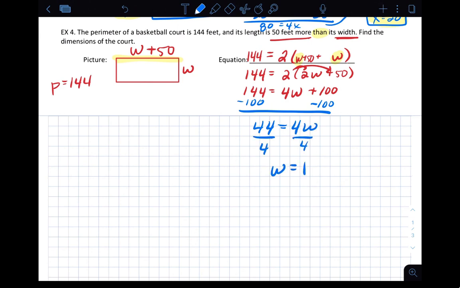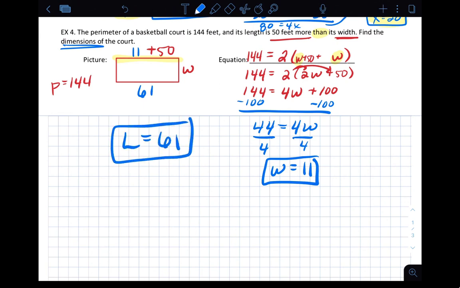I'm finding that the width is 11. But the question isn't asking me just to find the width, it's asking me to find the dimensions of the court. I do know what the width is, so let's go ahead and find the length. The length is this top part, and I'm going to go ahead and say 11 plus 50, which is 61. Therefore, the length is 61. The dimensions of the basketball court are 61 by 11.